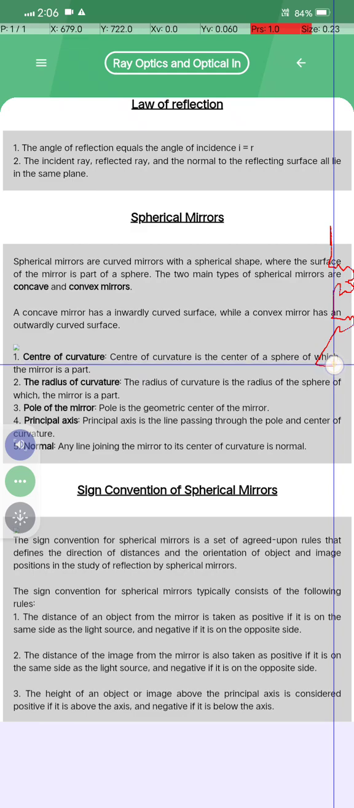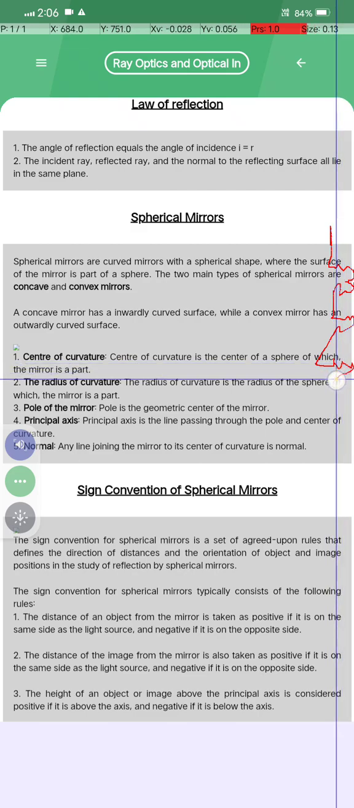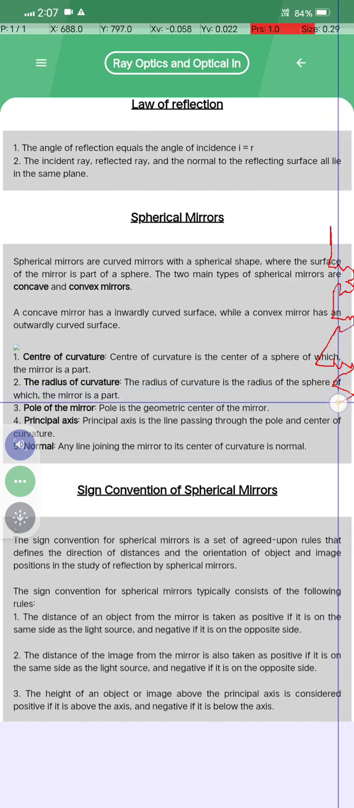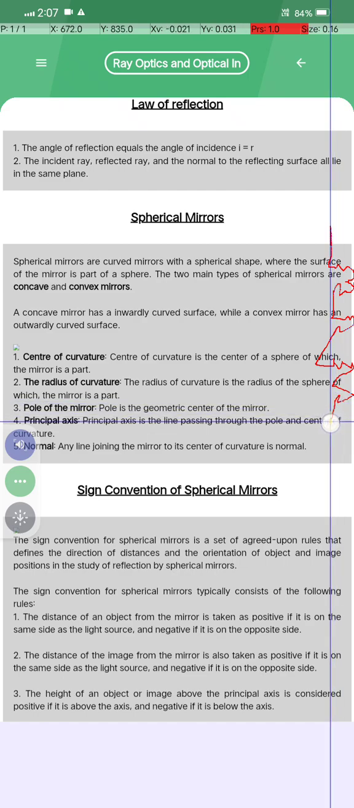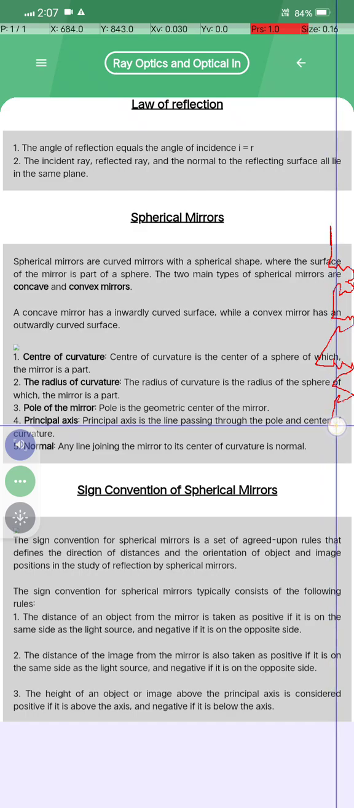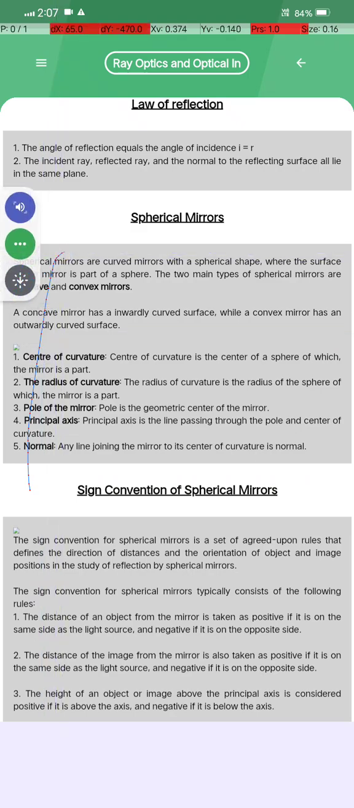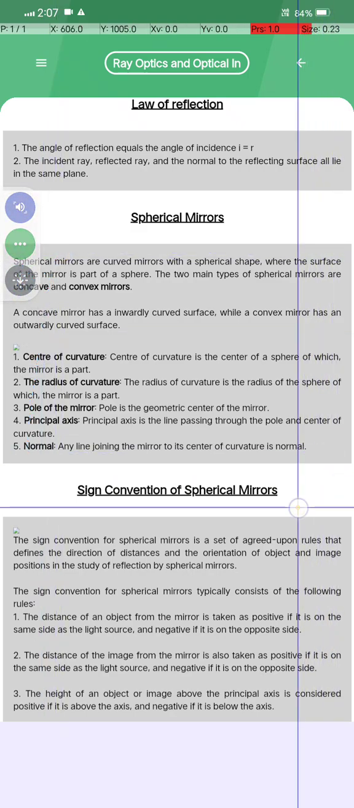What is the center of curvature? The center of curvature is the center of the sphere of which the mirror is a part. The radius of curvature is the radius of the sphere of which the mirror is a part. What is the pole of a mirror? The pole is the geometric center of the mirror. The principal axis is the line passing through the pole and the center of curvature. Normal: any line joining the mirror to its center of curvature is a normal.